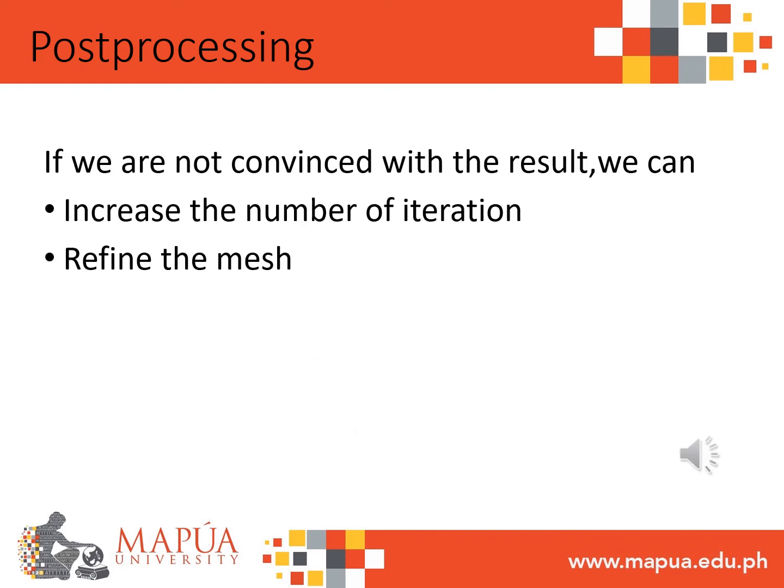If we are still not convinced with the results of our simulation, we can do two things. We can either increase the number of iterations or refine the mesh again. Usually for incompressible fluid flow simulation, these two are enough for us to reach a convergence. Now, if we are already satisfied with our results, we will document those results for further analysis.